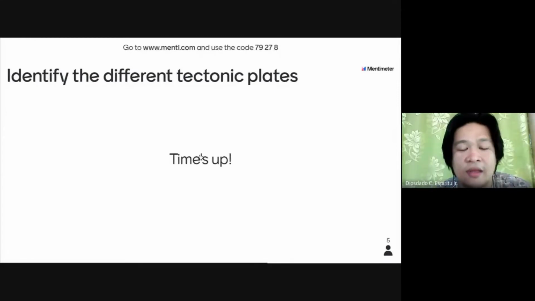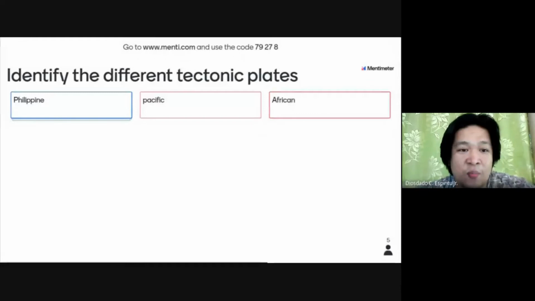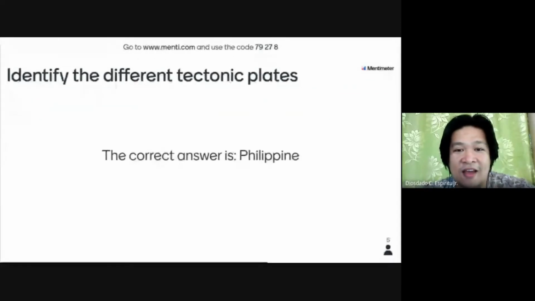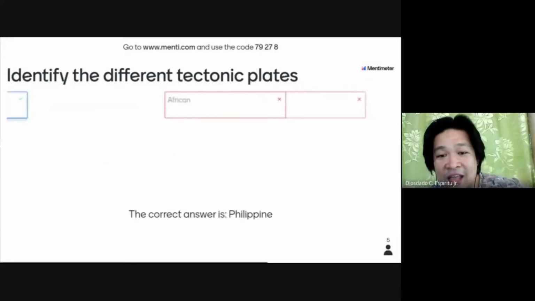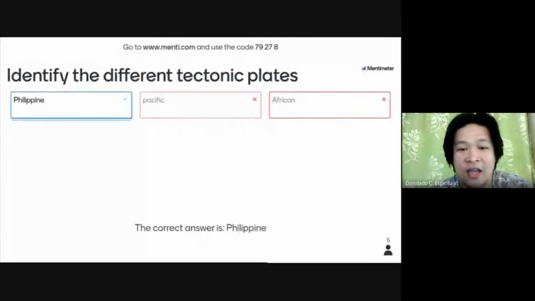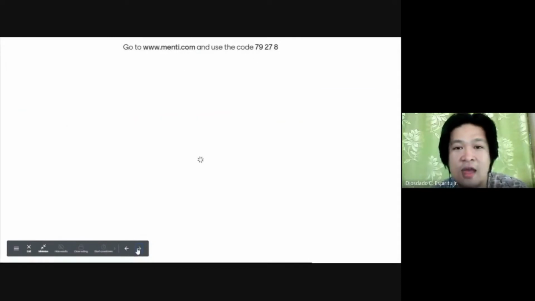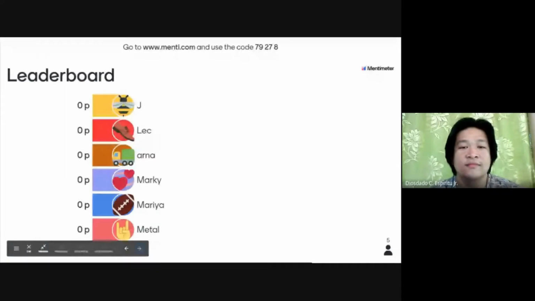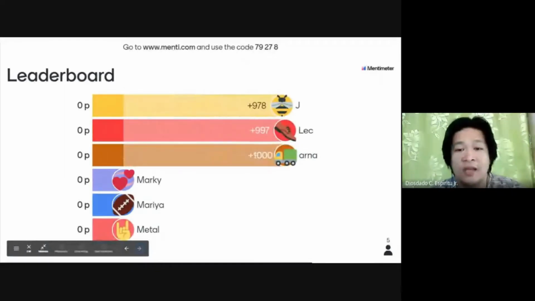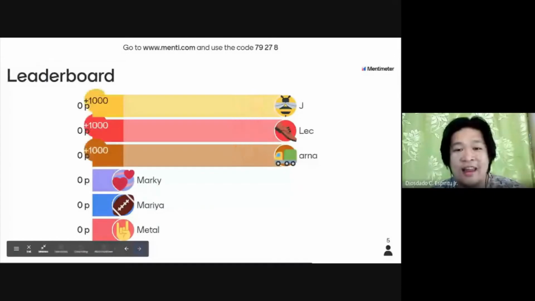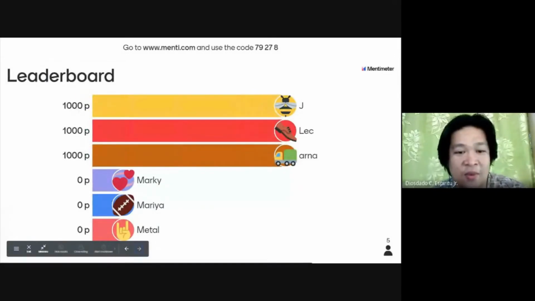Let's see how many answers. We have 5. So 5 of you successfully input Philippine, Pacific, and African plate. And the correct answer is Philippine plate. I believe we have 3 correct answers. Okay, let's see who got the correct answers. Arna, Leg, and Jay. Okay, good job. Mark, Maria, and Metal, you can still do it maybe later.